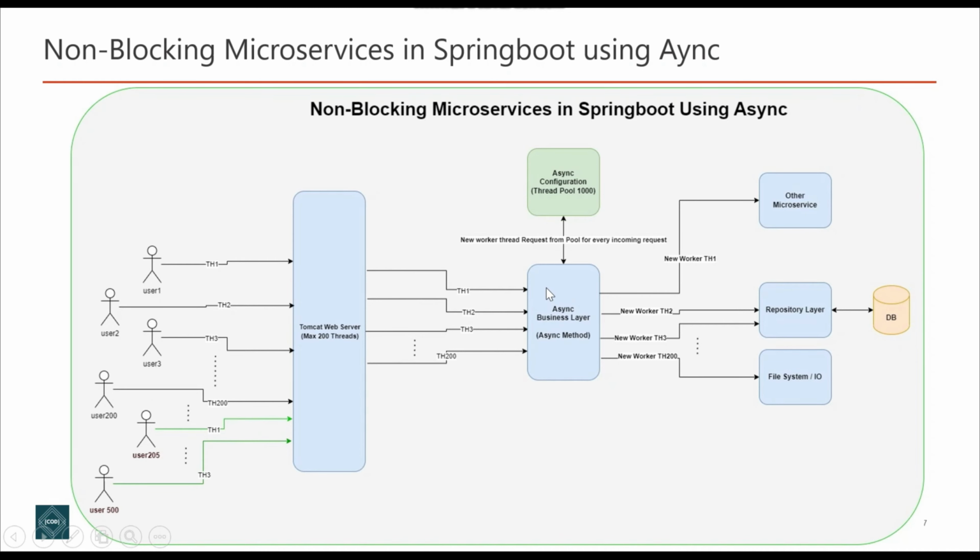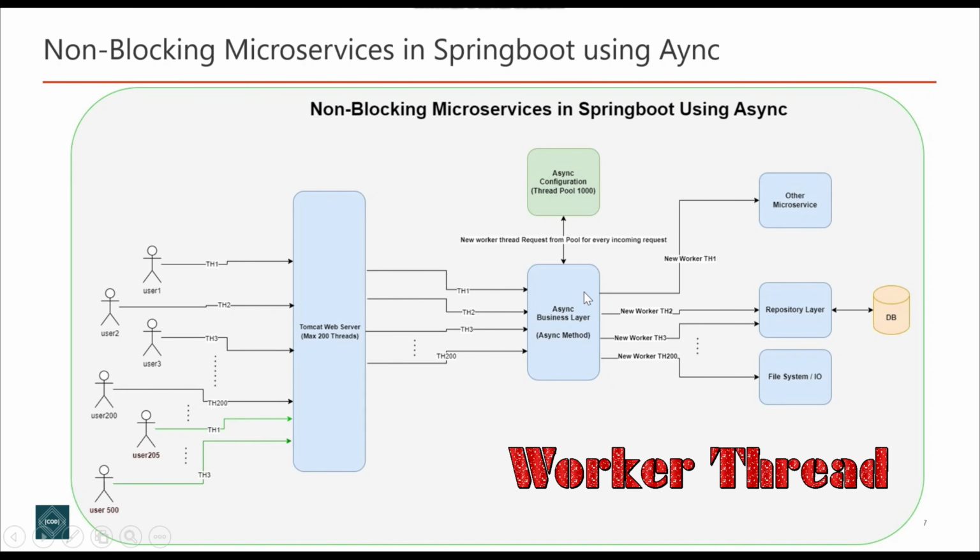Then what does the business layer do? It frees the thread. It doesn't block the thread, and creates a new thread to get that job done with the help of the new thread. Okay, so we have a thread pool of, let's say, 1,000.